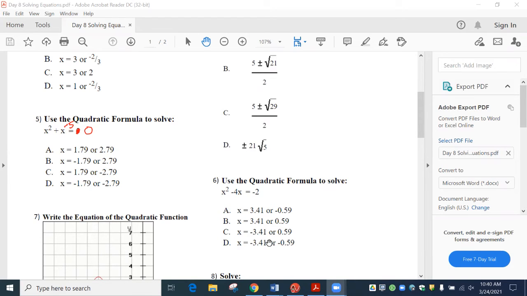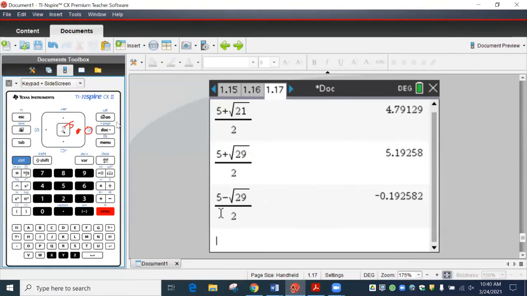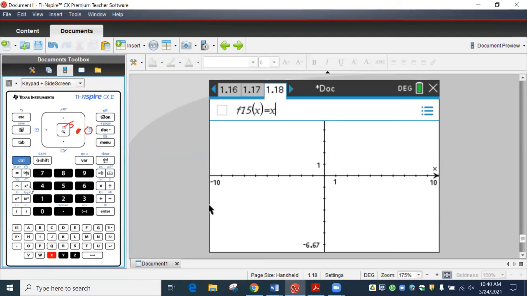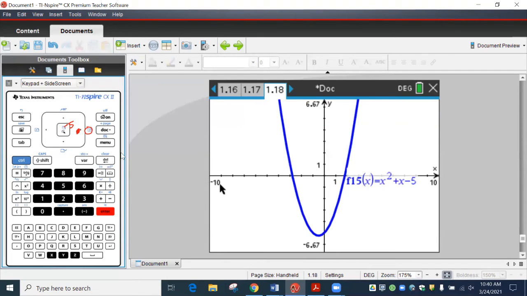Maybe if your computer works, you can type it in. All right, so we're going to graphs because it's equal to 0. And we're going to type in x squared plus x minus 5. Remember, you do not type the equal 0. All right, so we hit enter and we got our 2 answers.